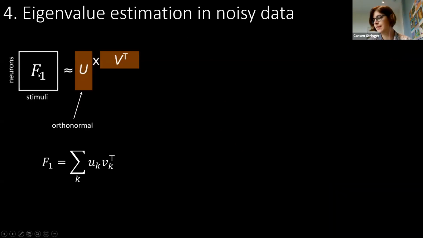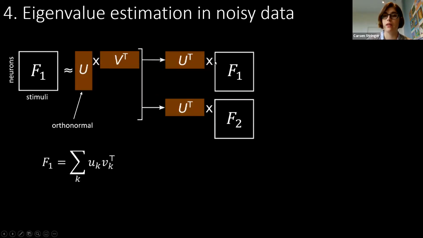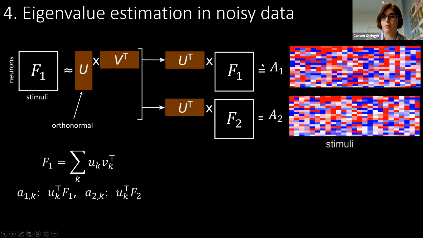So again, I don't have very much time, so I recommend looking in the paper if you're interested in more details. But we take the first repeat of data and we estimate the eigenvectors on that first repeat, and we project these eigenvectors into the first repeat and the second repeat of our data. And that creates these matrices A1 and A2, and we estimate the eigenvalues as the dot products of each of these components of these projections of these eigenvectors here.